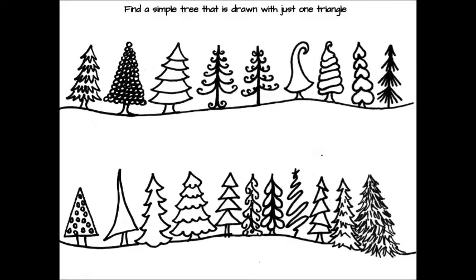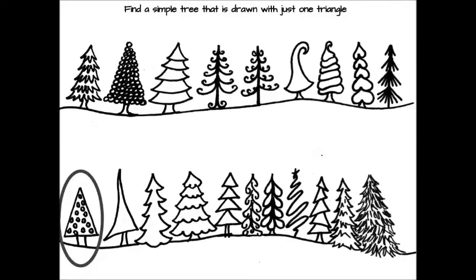So your first hide and seek question is to find a simple tree that is drawn with just one triangle. As you look, you may find a triangle that has a few decorations, but it's basically the shape of a triangle. And if you haven't found it yet, I'm about to put a circle around it.